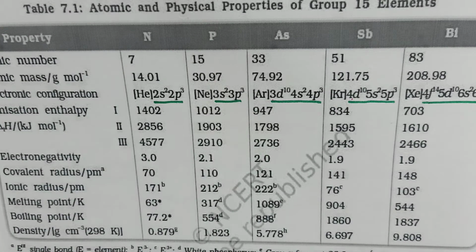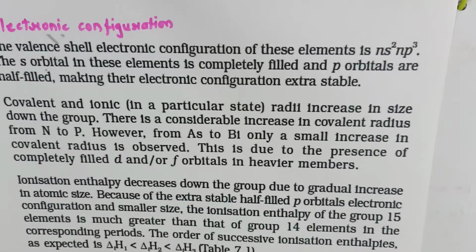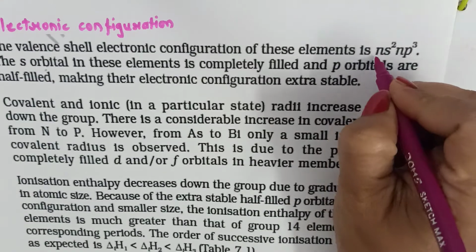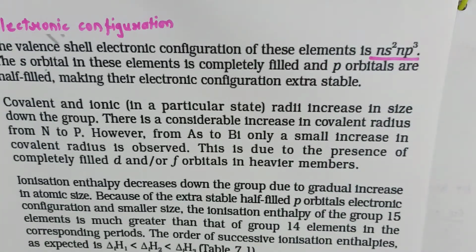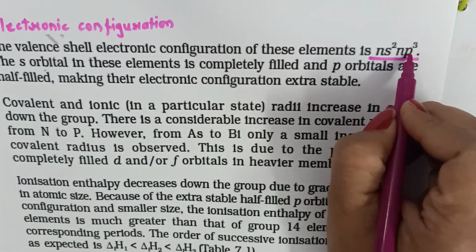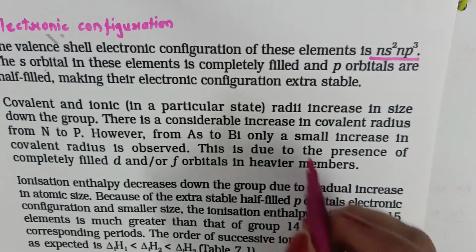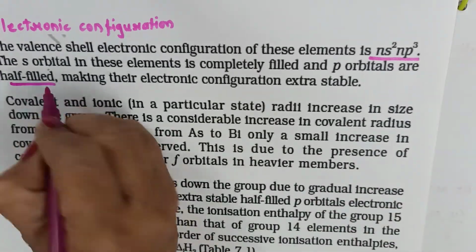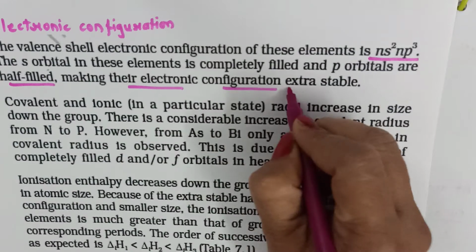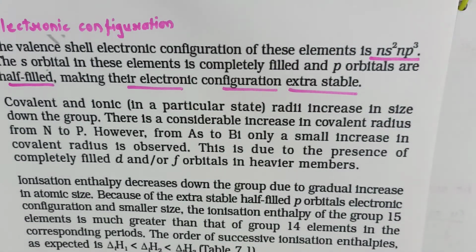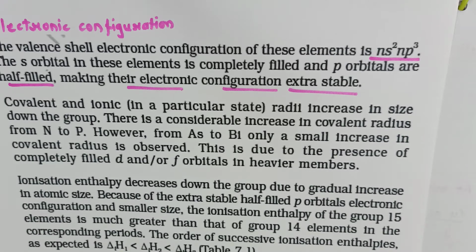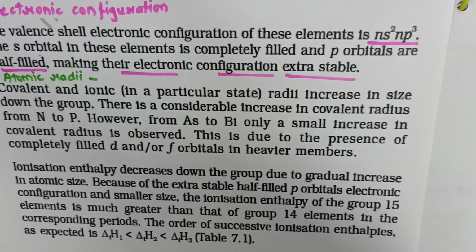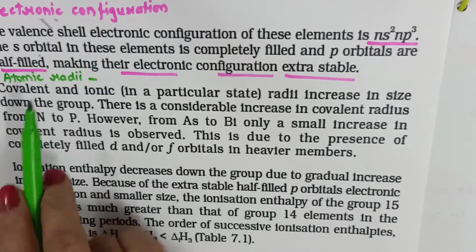Because d and f orbitals being larger in size, they will give shielding effect or screening effect. As we have noted just now, the outermost configuration is ns2np3, and this np3 becomes exactly half filled, and therefore it makes these elements extra stable, and therefore their other physical properties will also be different from the expected trend.